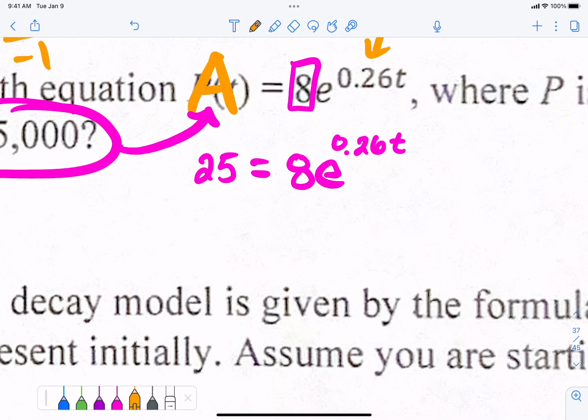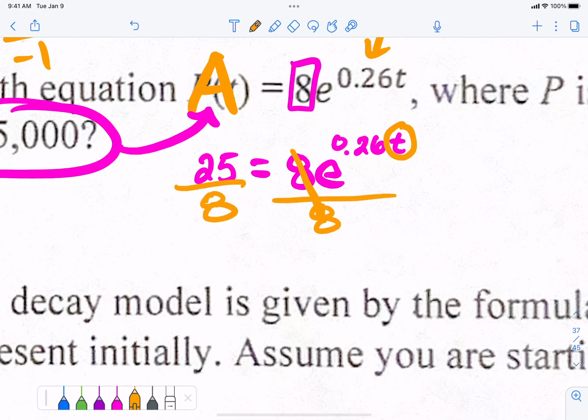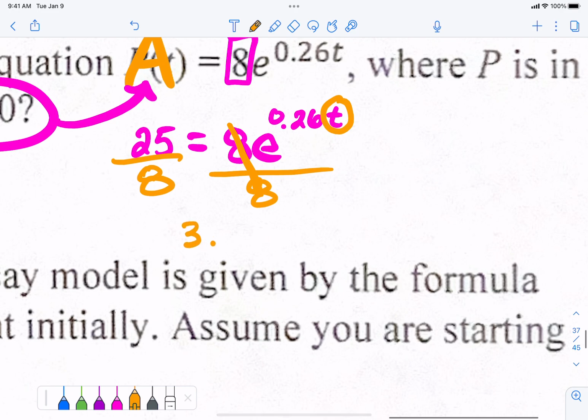These ones are harder to solve because you're solving for t, and anytime we have to solve for t, we go, ugh. If we're solving for A, then that's nice. We just get to plug stuff in, okay? But solving for t is a little bit uglier. What are you going to do first? Not yet. Divide by 8. We've got to divide by 8 first, okay? That is like 3.125. Yes, equals e to the 0.26 t power.